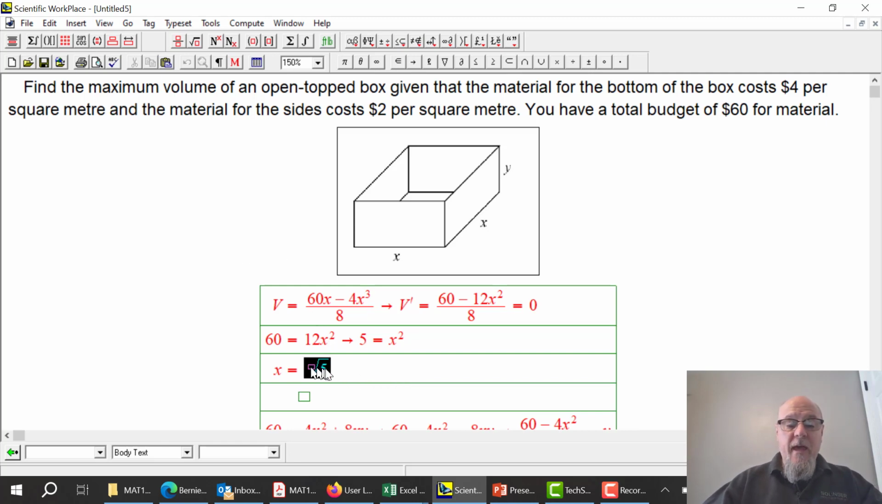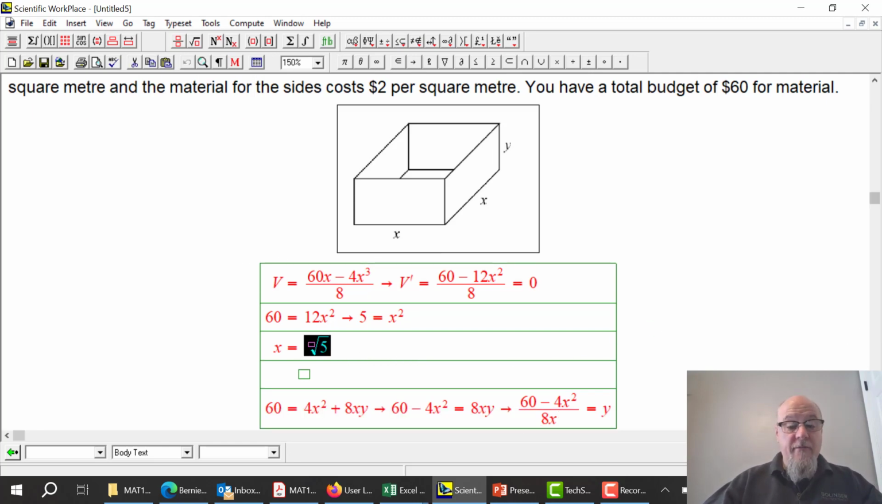So I could take this x, I know is root 5 now, and I could plug it into this equation and figure out what the y is. Then I would know what x and y were, and then I could just say, oh, the volume is x times y, and figure it out that way. Or, because I do have the volume formula as a function of x only, I could just take that root 5 and plug it into that formula. I think that's what I'm going to do.